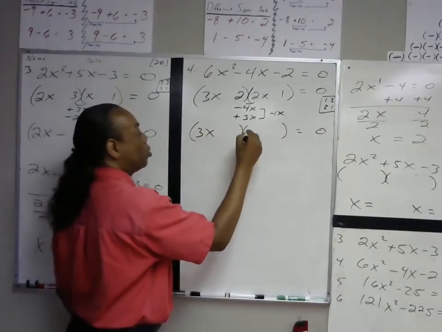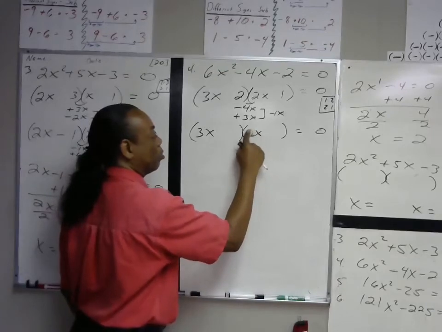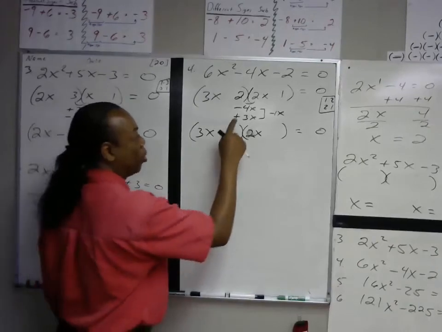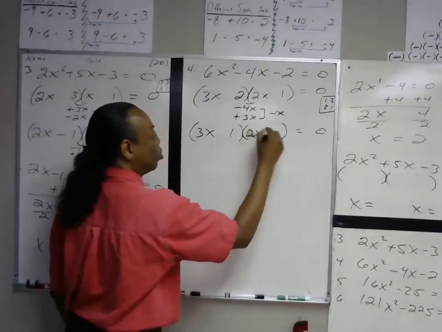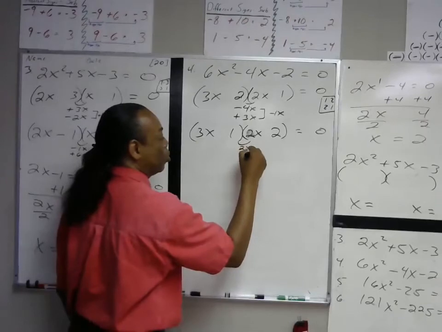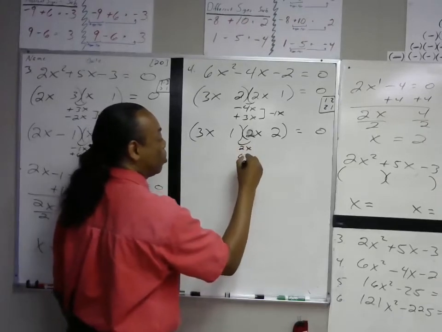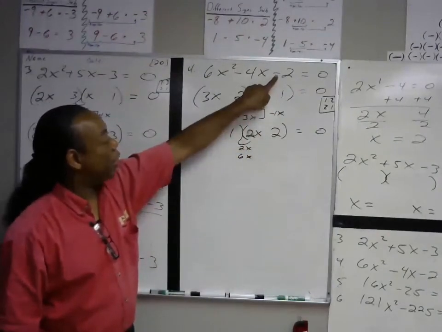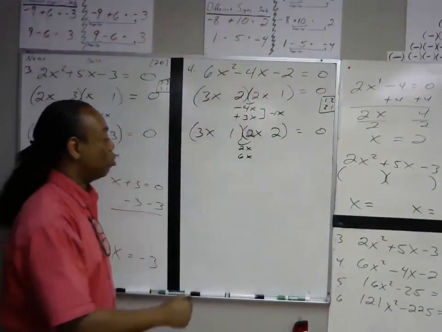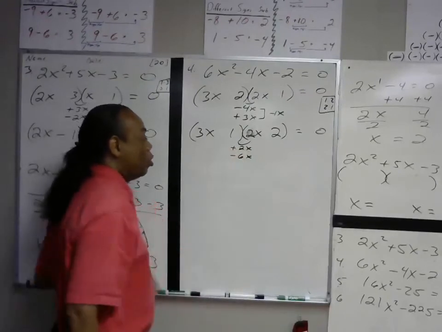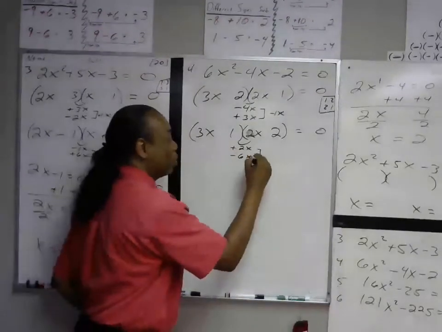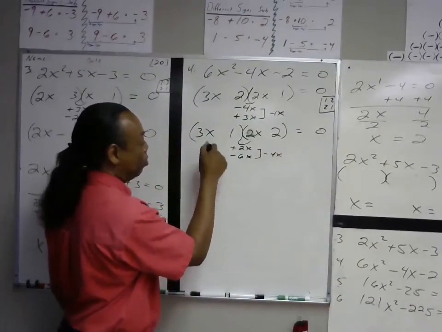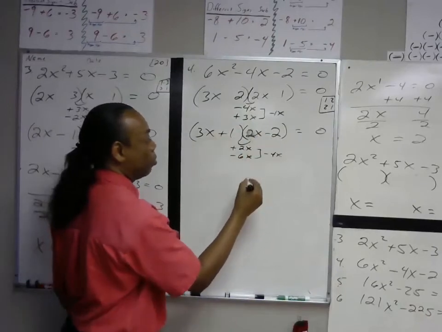We have 3x times 2x. And instead of 2 times 1, I'm going to try 1 times 2. In the middle, that will give me a 2x, and on the outside, this will give me a 6x. So we need different signs to give us negative 4x. These are different signs, and they do give us negative 4x. So we need positive and negative. So positive here, and then negative there.